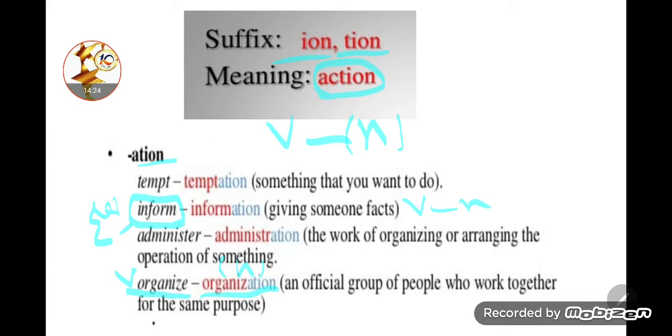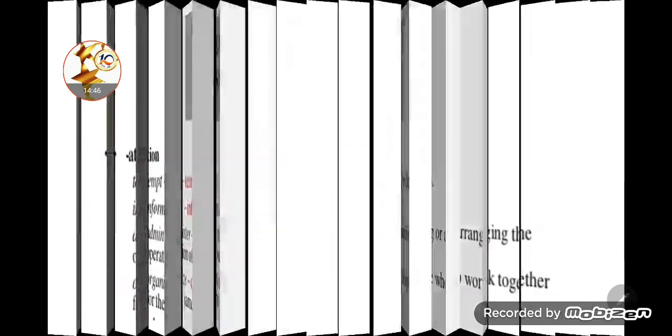It's nice to know the meaning for each one of them, but you are not required to do all these things. I'm not asking you to memorize these meanings at all, but it matters that you know that when we add tion or ion or ation to the verb, we change it into a noun.